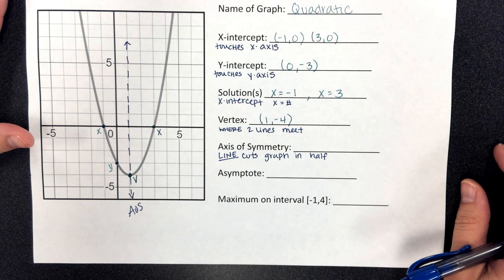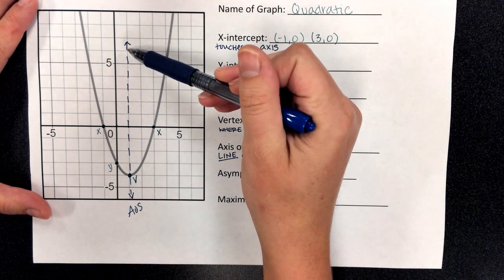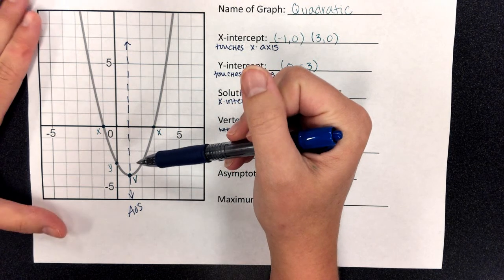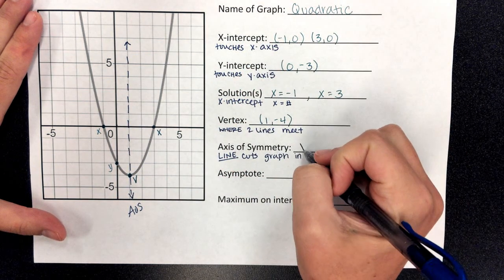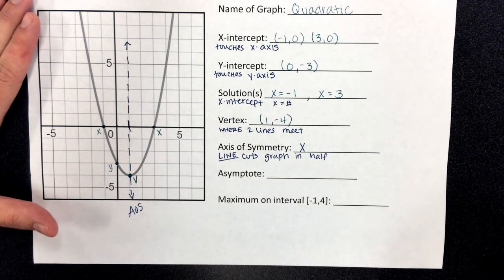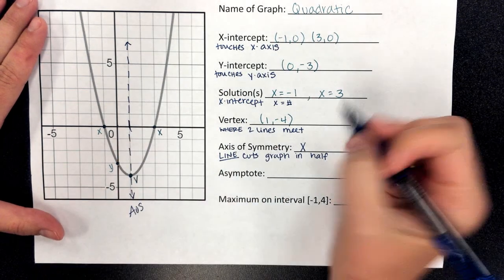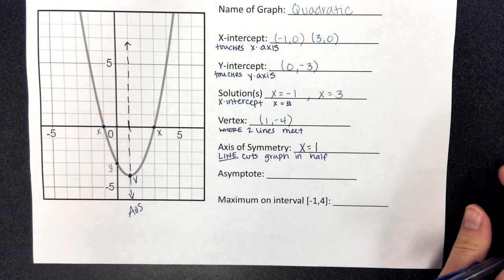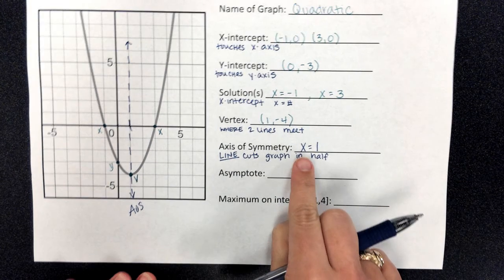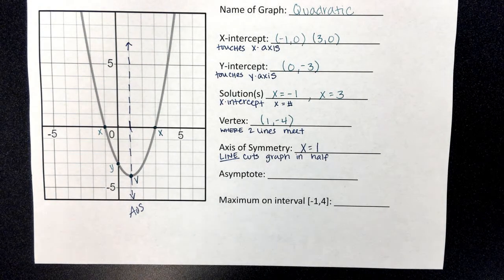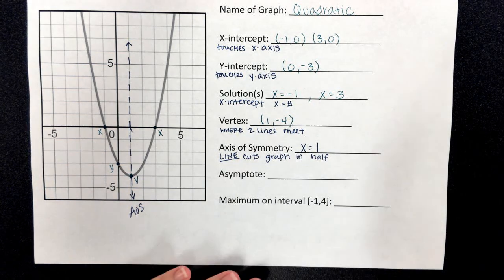Okay, so here's the easy way. When I drew this blue line, what axis did I cut in half? So this has to start with x. What number on the x-axis did I cut? So x equals 1. Okay? So if I cut the x-axis, it starts with x. If I cut the y-axis, it starts with y. Okay? All right, two more.